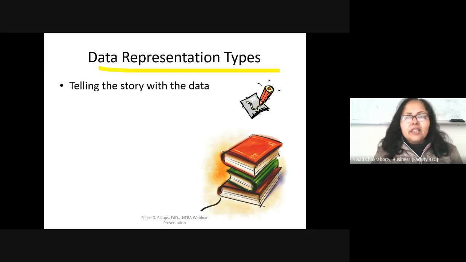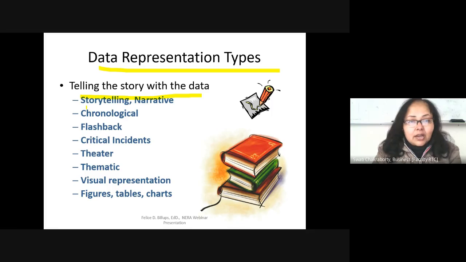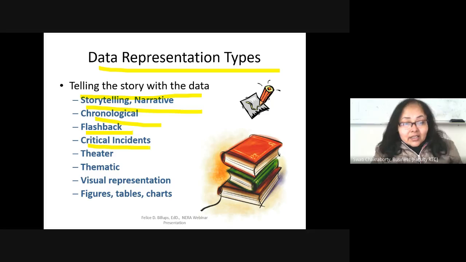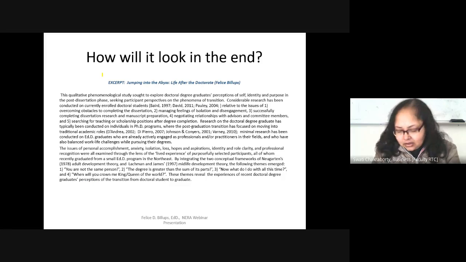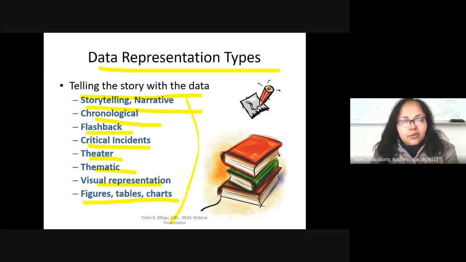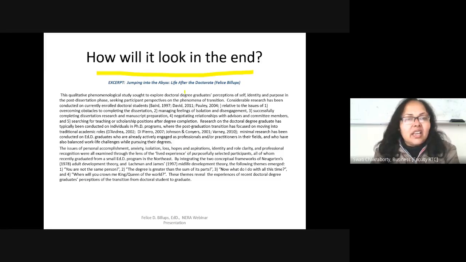So data representation can be of different types, telling the story with the data, right? So how do you do that? It can be storytelling or narrative, chronological in a sequential manner. It could go in a flashback, critical incidents, theater, thematic, or could be visual representation: figures, tables, charts. So this is one way, telling the story with data, right? And these are different ways that you use it. How will it look in the end, right? So how would you go into it?